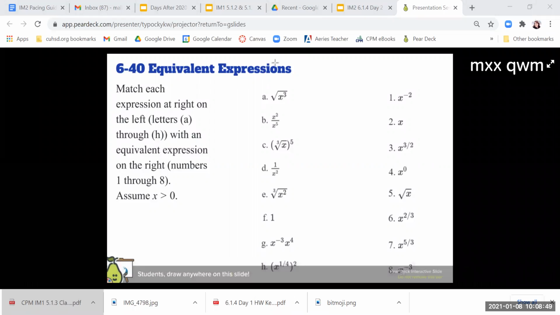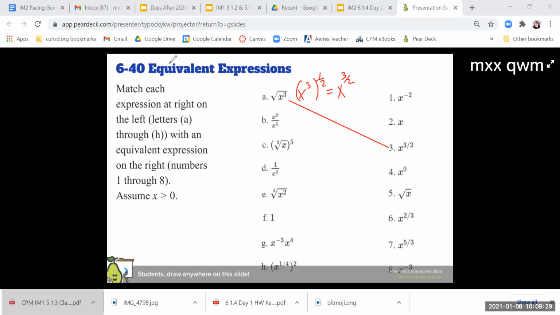So I'm going to go ahead and get my line tool here. The square root of x to the third, I would change into exponent form. So this is x to the third to the 1/2, because that's the square root. And then multiply exponents: 3/2. Oh, x to the 3/2. I think that's down right here, number 3. So A goes with 3. See that? We can just do this piece by piece. Just try to manipulate your expressions until you find one that matches.